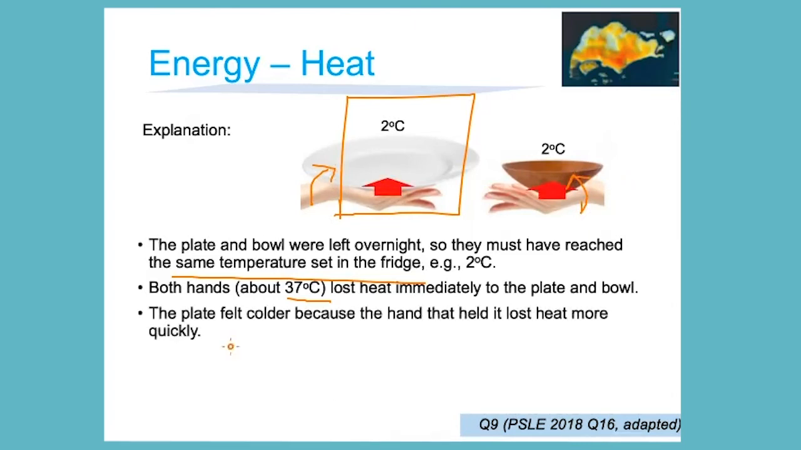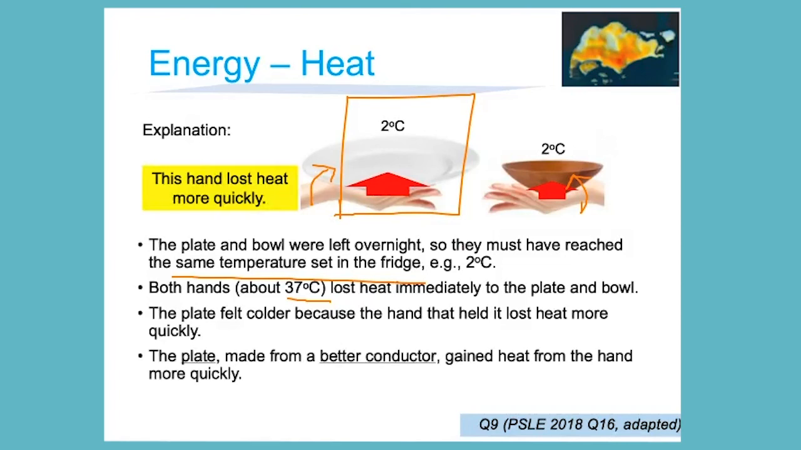Correct? So the plate feels colder because probably the hand lost more heat or lost heat more quickly. So if it lost heat quickly, that means heat transferred from my hand to the plate faster than the amount of heat transferred from my hand to the bowl. So this will therefore show me that the plate is probably a better conductor of heat because it transferred heat from my hand to the plate faster.